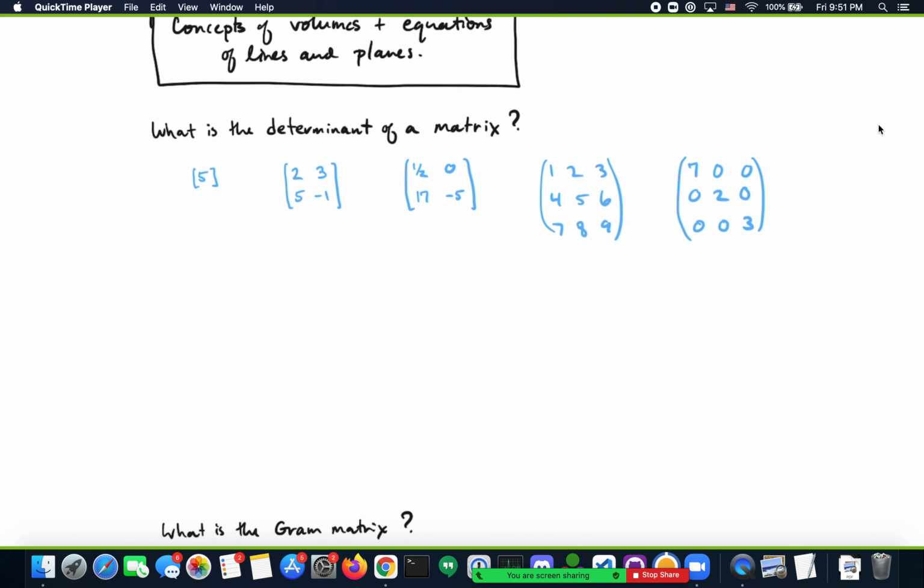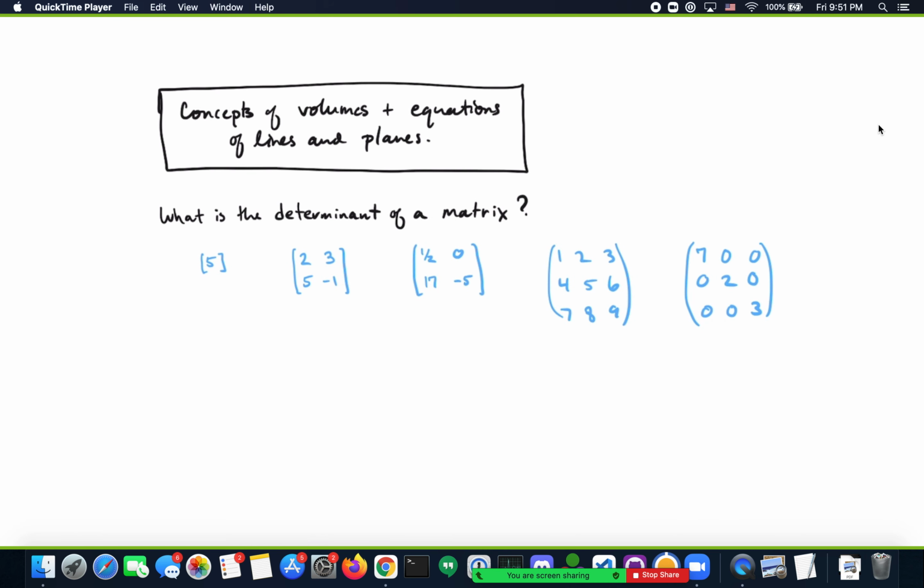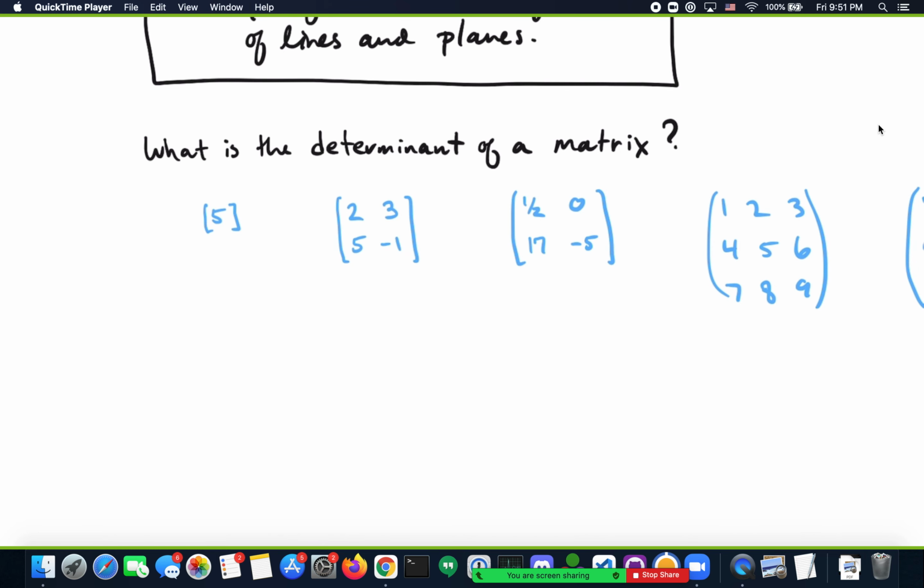First question. What is the determinant of a matrix? Okay, so I have some examples to begin. The determinant of this matrix we just write as det of the matrix. This is a 1 by 1 matrix. It's essentially just a real number. I just put it in brackets. There's no difference between a 1 by 1 matrix and a number. There is a difference when you interpret it later. But anyway, the determinant of this is just the number.